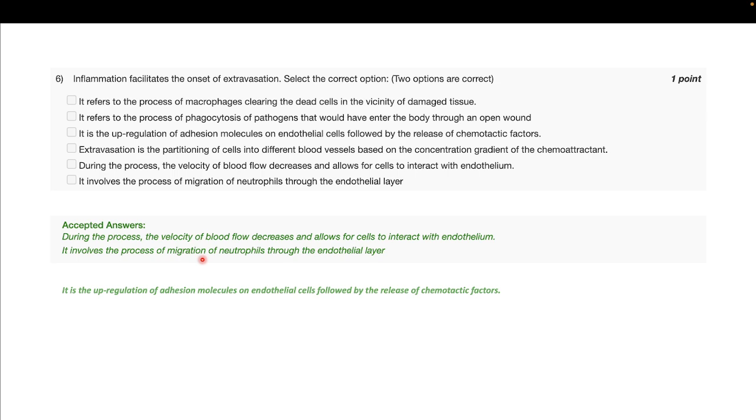Next, it involves the process of migration of neutrophils through the endothelial layer is also correct, and it is the upregulation of adhesion molecules on endothelial cells followed by the release of chemotactic factors. So this is also correct. So let's look at what extravasation is.